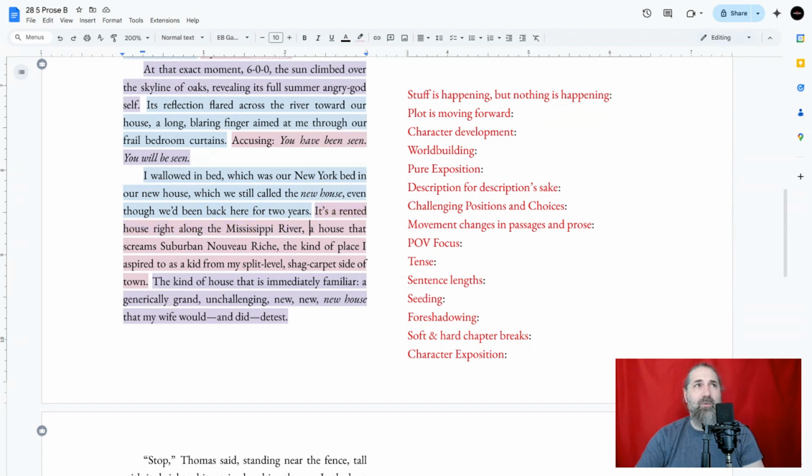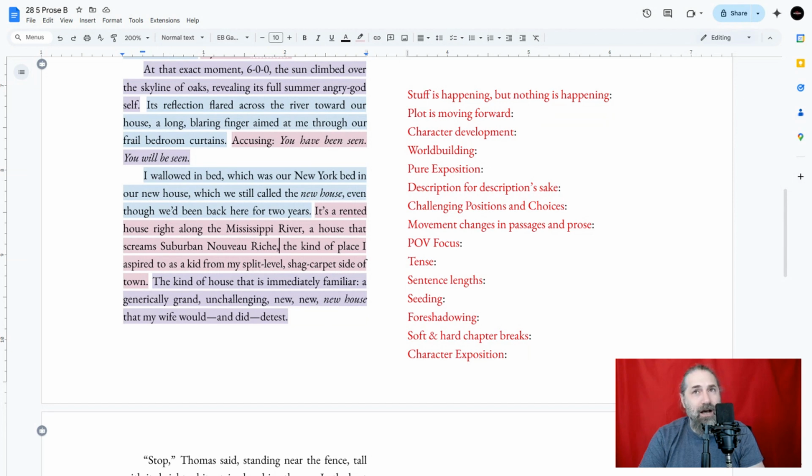You can choose, by the way, what you focus on. But if you bring something up, it's a rented house. You can talk about the house now, but it's also right along the Mississippi River, which means you have the option to talk about the Mississippi River. But in this sentence, it talks about the house that screams. It's defining the house, okay? It describes this style of house.